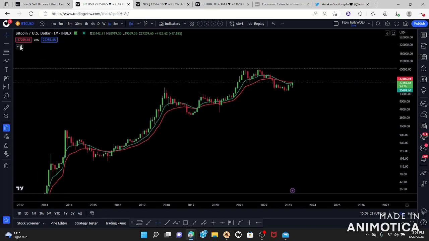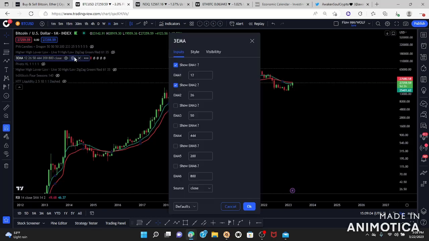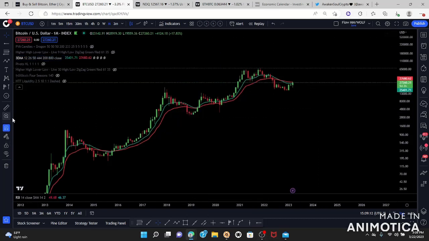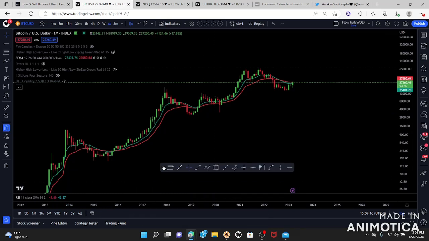I do have my 12 and 26 EMAs that I use. I also use 50, 444, 200, and the 800, okay? So let's go ahead and begin. Let's turn on our magnet, set some trend lines here.